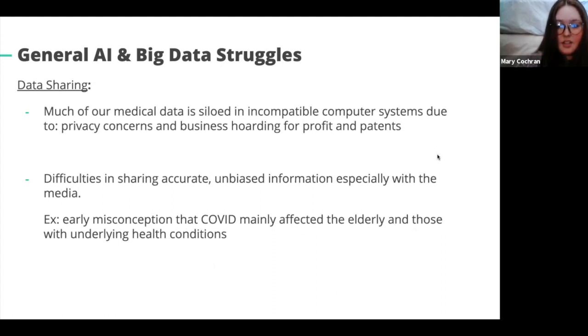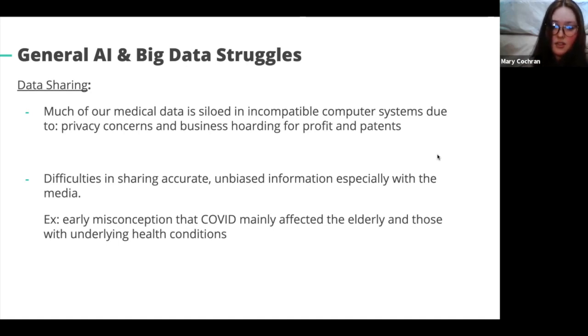The sharing of data also presented an issue in accurately measuring the impact. Because much of our medical data is usually siloed and isolated in incompatible computer systems due to privacy concerns or hoarded by businesses for individual profit, we had a tough time sharing information initially. While great efforts were made and knowledge was made much more accessible during the pandemic, valuable time was wasted, especially during the onset, when it's arguably most important to get information out quickly, and this even continued in certain locations.